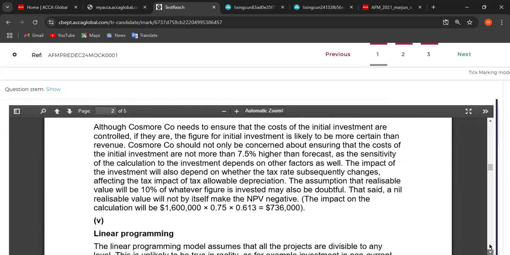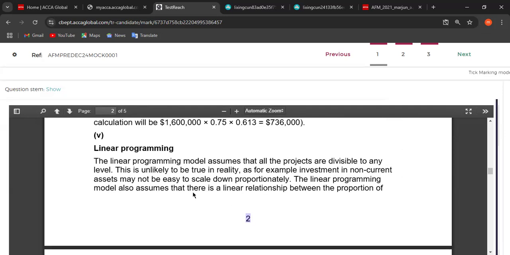And then the linear programming. The linear programming model assumes that all the projects are divisible to any level. This is unlikely to be true in reality. First of all, what do you mean by divisible? Like if I say I have two projects, one project requires, for example, 5,000, and the other project also requires 5,000. So the total investment required is 10,000. But I have in my pocket only 8,000.